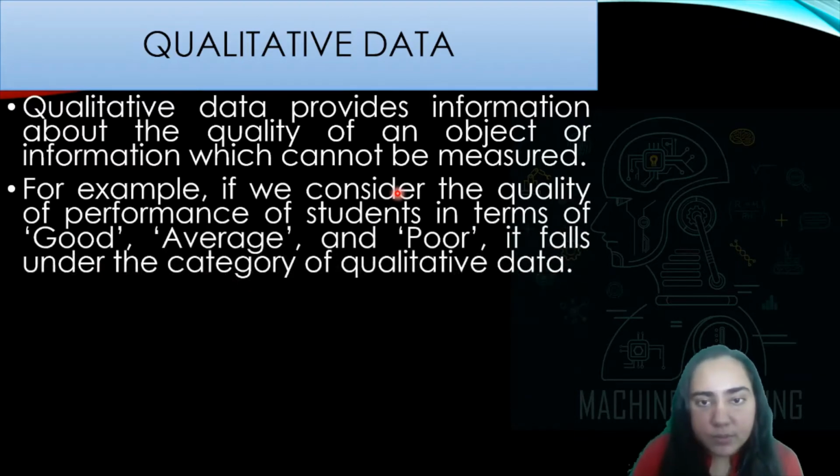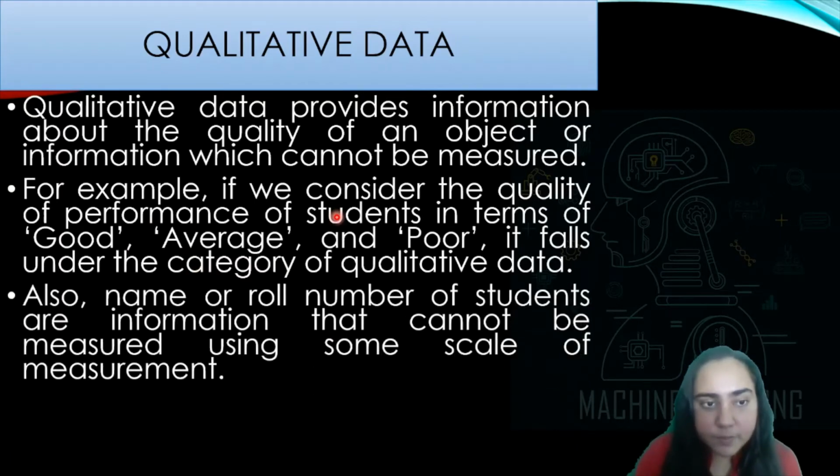For example, it could be something like performance of students in terms of good, average, poor. This is not measured. It falls into sort of a categorical data instead of giving percentage.